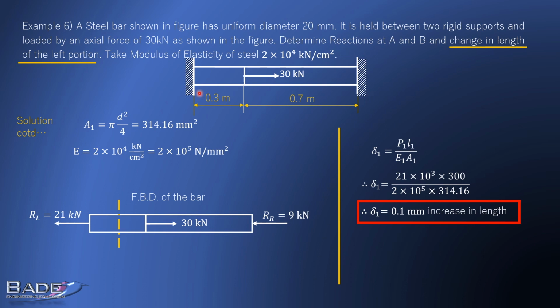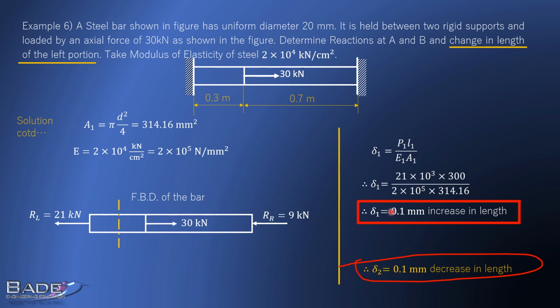We already know that overall change in length is 0. A rod is in between two rigid supports. So if left side portion increases by 0.1 millimeter, right side portion decreases by 0.1 millimeter, so that net change in length is 0. So you need not do these calculations again, just write it. Deformation of second part is 0.1 millimeter decrease in length.